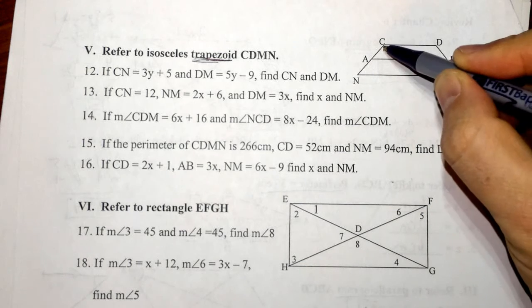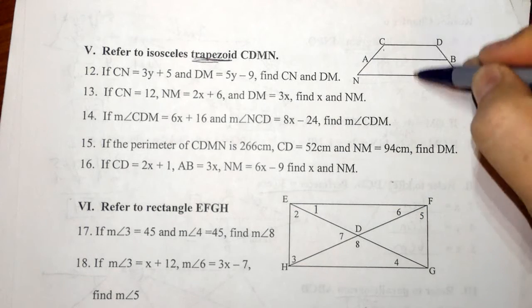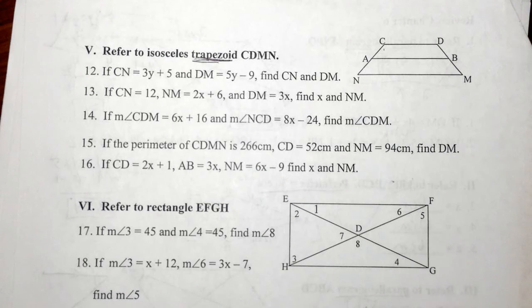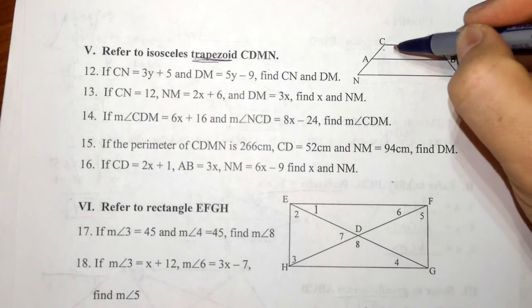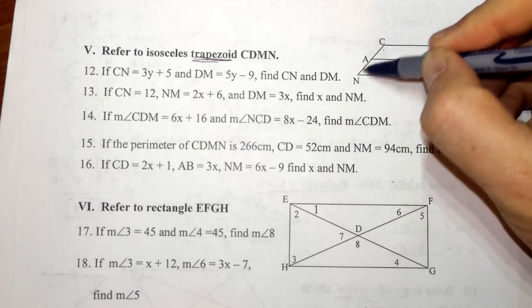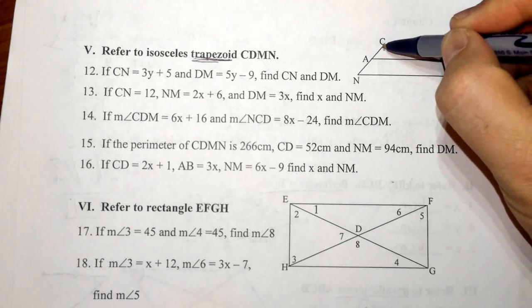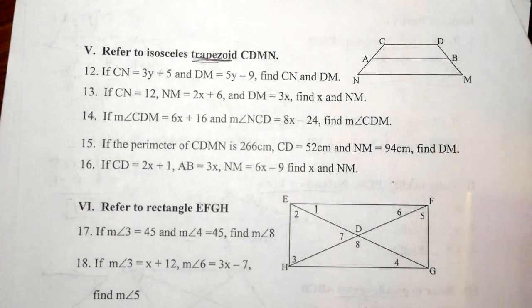So here's a leg and there's a leg. So those two are parallel. We also know that consecutive leg angles, so in this case angle C and angle N, are supplementary since those are consecutive interior angles. Also these over here are supplementary as well.